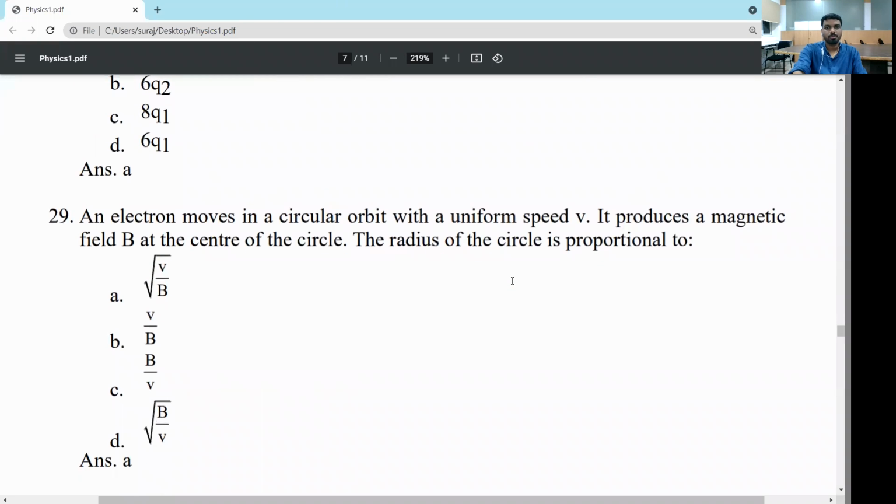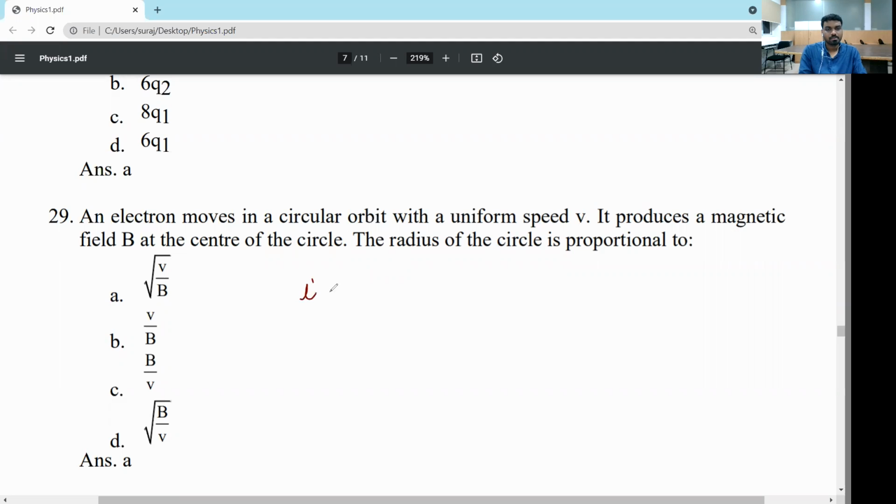An electron moves in a circular orbit with a uniform velocity v. It produces a magnetic field B at the center of the circle. The radius of the circle is proportional to... So, circular velocity v produces a magnetic field B.